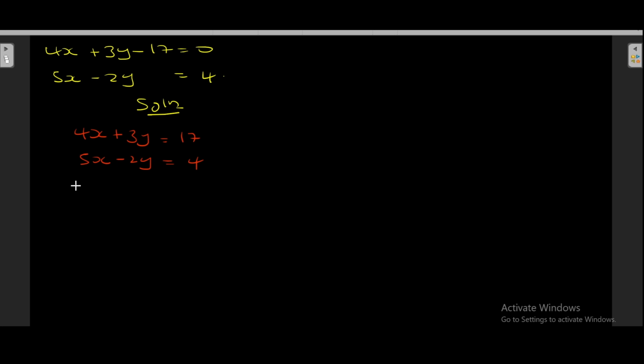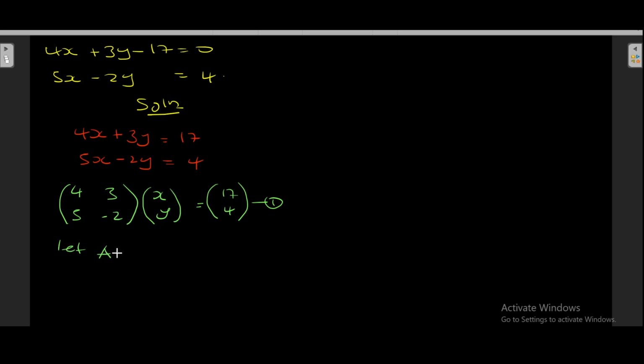Therefore, you're going to have 4, 3, 5, and negative 2 in a matrix. These ones are multiplied with x and y is equals to, this will be 17 and 4. Close the bracket. That's the matrix equation I have created. I can say equation 1. Therefore, I will let my matrix A to be the same as 4, 3, 5, and negative 2. That's the matrix which I've created.